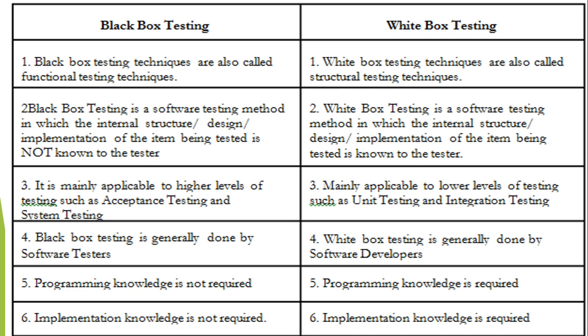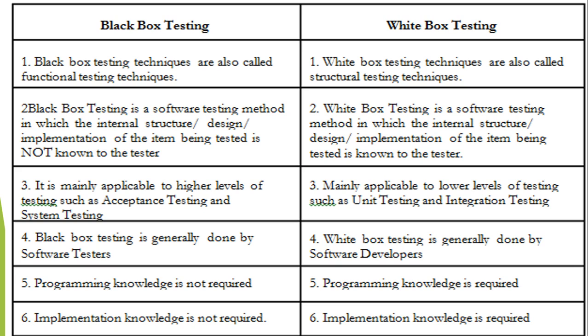And in the third number we see that black box is mainly applicable to higher levels of testing such as acceptance testing and system testing. But white box is mainly applicable to lower levels of testing such as unit testing and integration testing. In the fourth number, we see that black box testing is generally done by software testers, but white box testing is generally done by, whom? Software developers. That means software testers do black box testing, but software developers do white box testing. So that's also the difference between them.